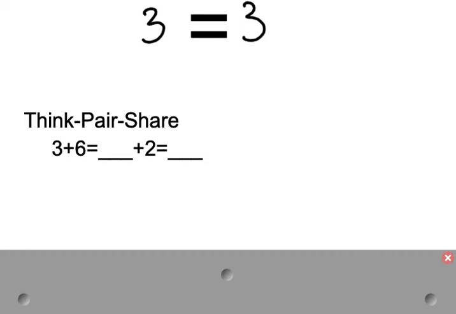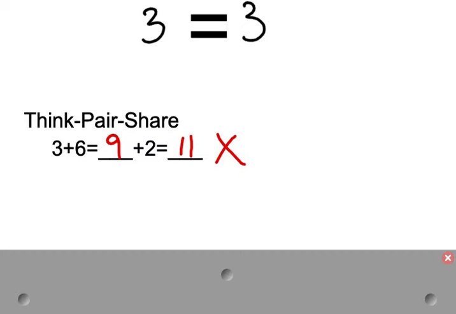Okay. This symbol right here is the equal sign. And the equal sign is used to demonstrate that two things, two quantities, two numbers, are equal. So think about what would fill in the blanks on here. 3 plus 6 equals blank plus 2 equals blank. Alright, there is a common error with this where students would believe that this fills in with 9 and this fills in with 11, but that is simply not true.